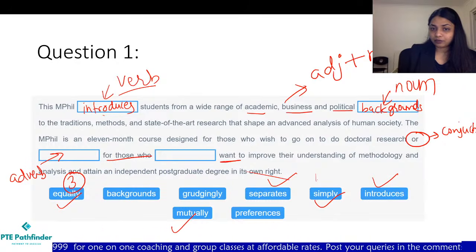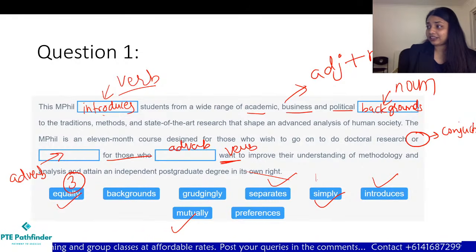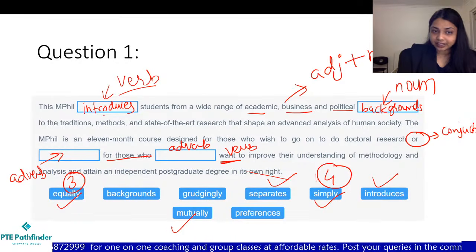Now, if you look at the word want, it's a verb. And normally, when we are trying to describe a verb, it's an adverb again. So, or for those who simply want to improve their understanding. Very good, guys. I see a lot of correct answers. Good work, Chetan, Dawal, Mohammed, then Binny. Very good. Good work, Palak. Good work. So the fourth answer in this case is simply. Very good, guys. Now let's have a look at the next question.